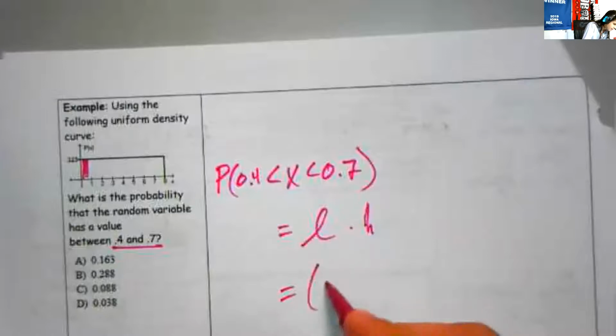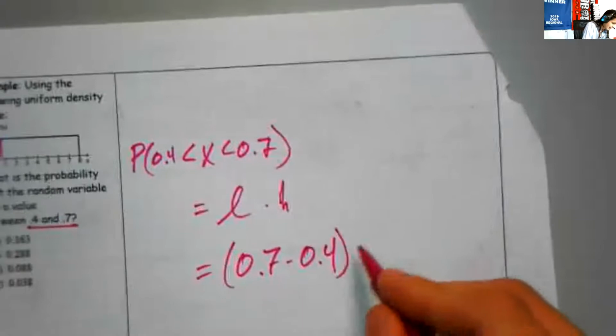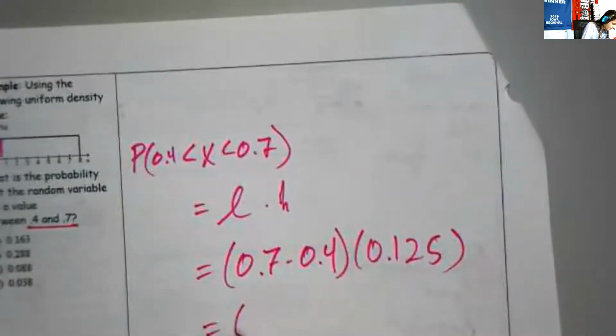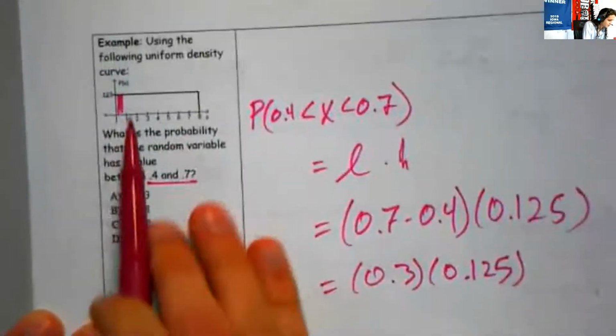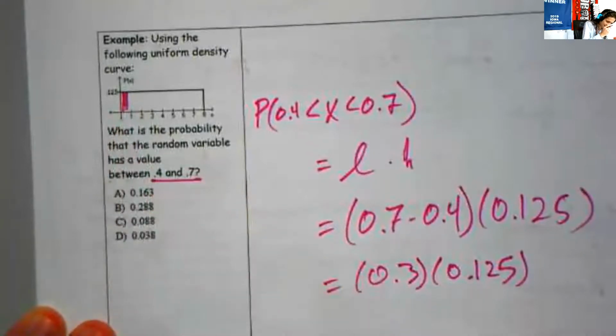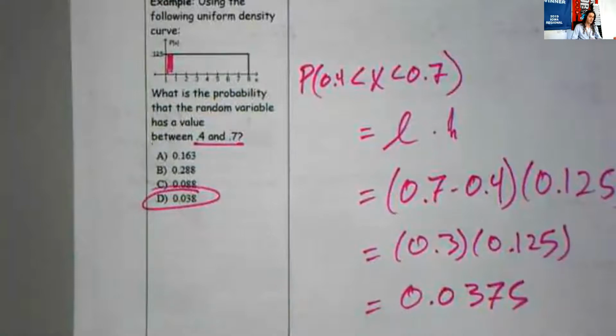That's 0.7 minus 0.4 times a height of 0.125. So 0.3 times 0.125. Where am I getting 0.3 from? That's the width right down here between 0.4 and 0.7. That's a width of 0.3, called a length there. 0.0375, answer there, D. Take a look at the notes if you need that slower.